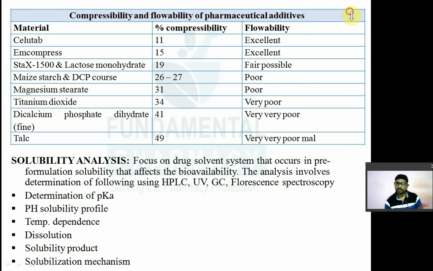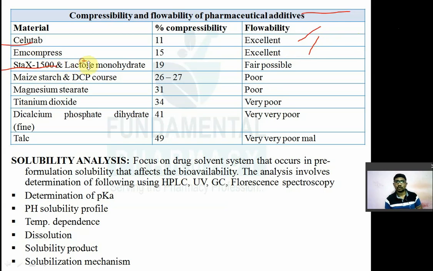These are materials used in formulation, like Cellulose, Starch, Lactose monohydrate and so on. They are used for a certain purpose, for example as a diluent or directly compressible diluent, disintegrant, binding agent, glidant, or opacifying agent. Examples of materials and their compressibility and flowability: Cellulose has 11% compressibility and excellent flowability. Again, this one is also having excellent flowability. Starch 1500 is a directly compressible starch.